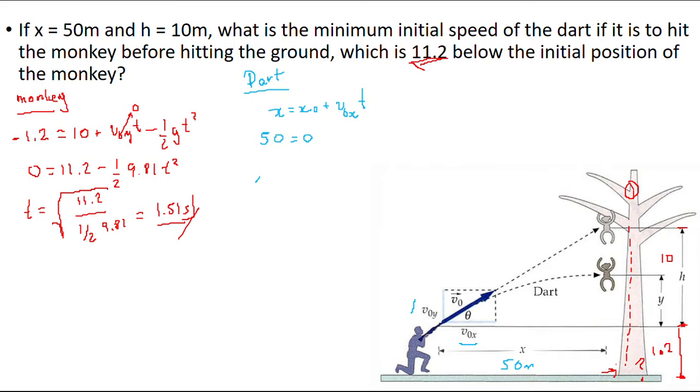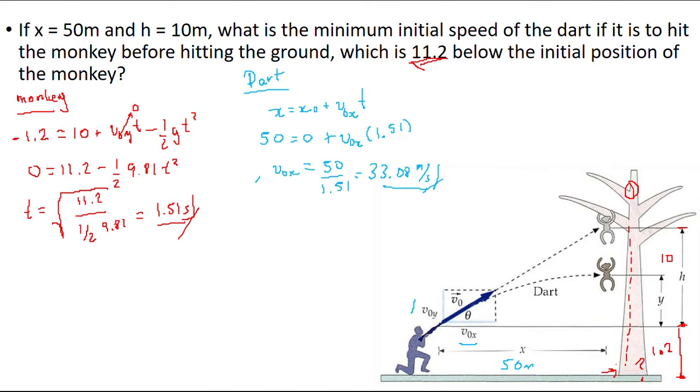Plus the velocity in x. I actually don't know it, so I'm gonna leave it as velocity in x. And time, I do know it, it's just 1.51 seconds. Solving for that, the velocity in x is gonna be 50 over 1.51, and that's actually 33.08 meters per second. That's just in x.